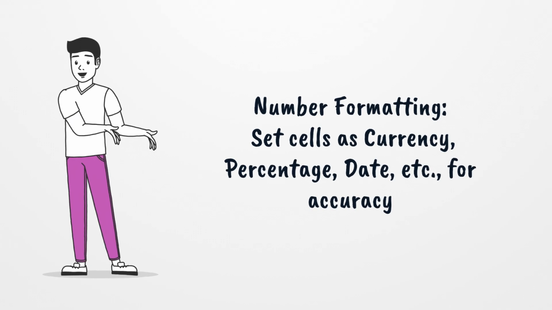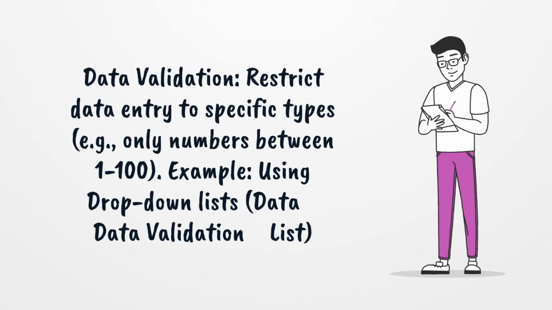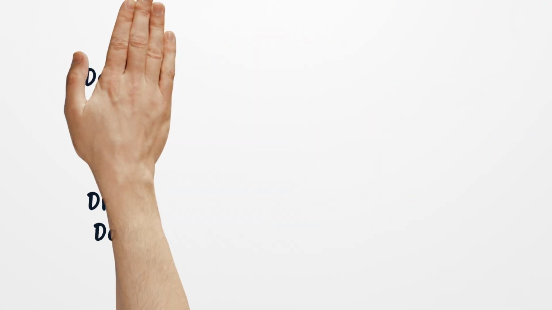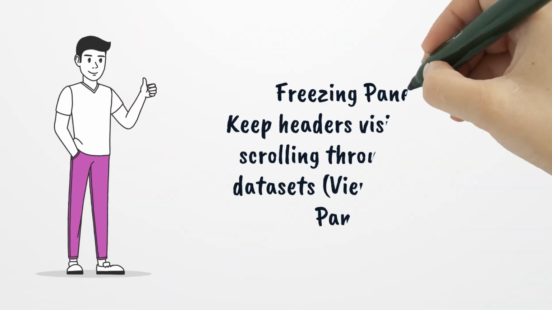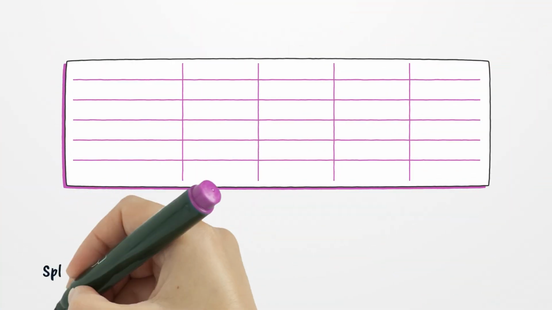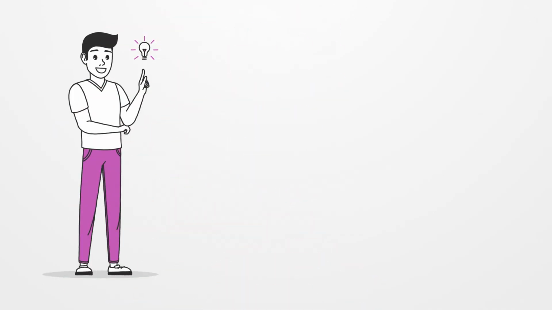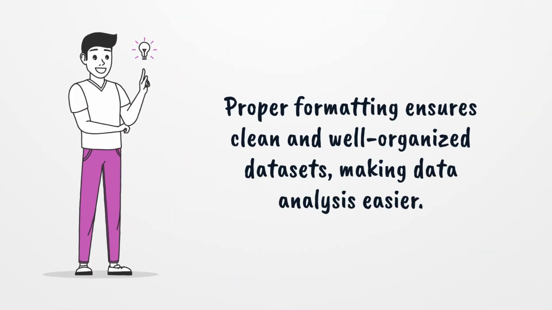for accuracy. Data validation: restrict data entry to specific types, e.g., only numbers between 1 to 100. Example, using drop-down lists, Data Validation, List. Freezing panes: keep headers visible while scrolling through large datasets, View, Freeze Panes. Text to columns: split combined data into separate columns, e.g., separating first-last into 2 columns. Proper formatting ensures clean and well-organized datasets, making data analysis easier.